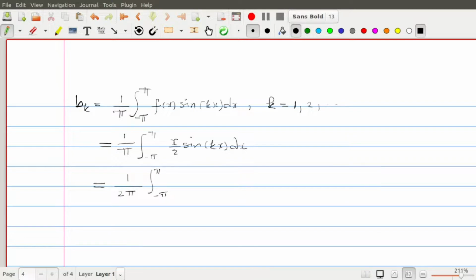So we proceed in a way similar to the previous, we can do the same thing. This we call u, and all this expression is dv.